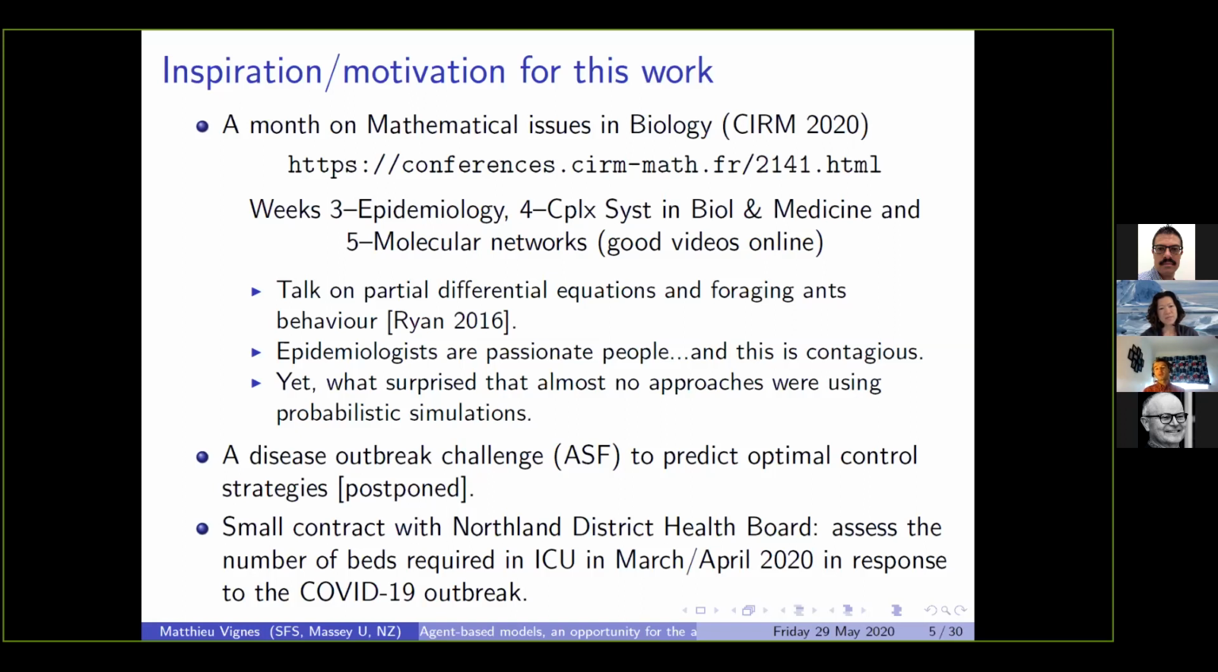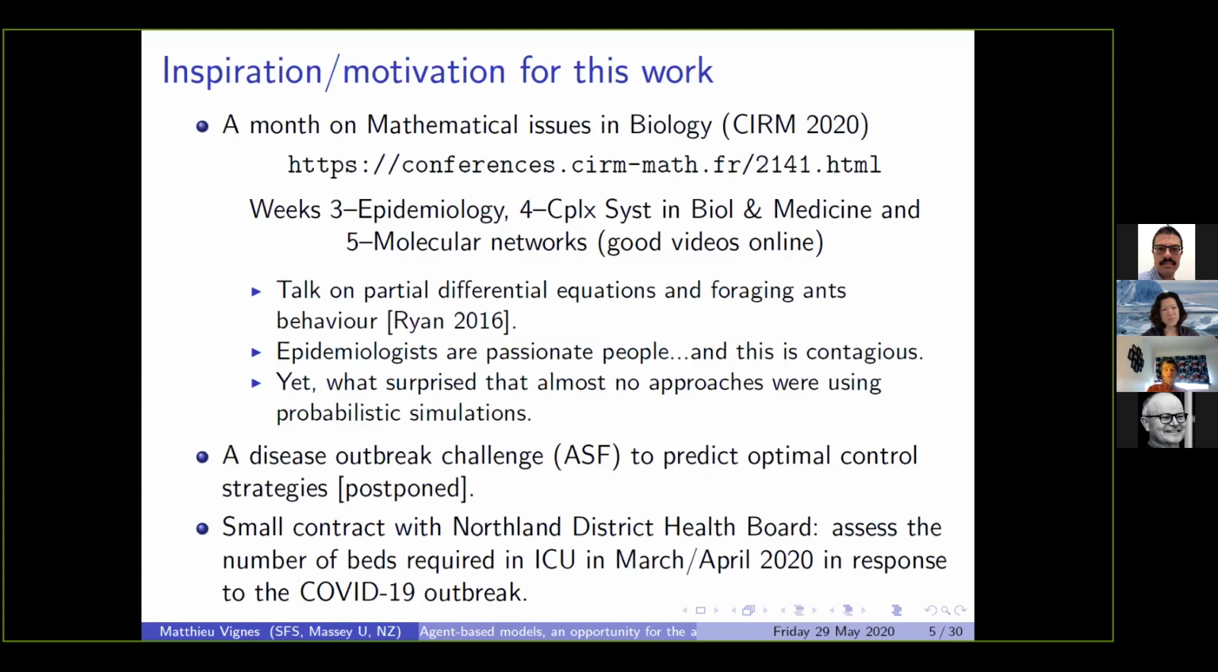But what surprised me is that most of the approaches I saw in the talks, I'm not talking about week number 5, but for the week number 3 and 4, study of modeling in infectious diseases and the modeling of complex systems in biology and medicine, was that very few of them would use probabilistic simulations or even probabilistic reasoning. The stochasticity would be in the noise they put on the equations they use to model the system.